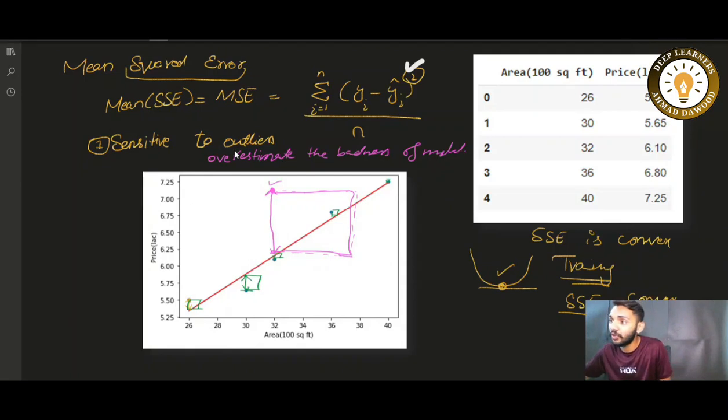This is due to just squaring the term, due to this square term. And in the same way, if the difference is less than 1, then it underestimates the badness of the model. So in this way, you can say this is not so good when we are using it as an evaluation metric. This is mean squared error.